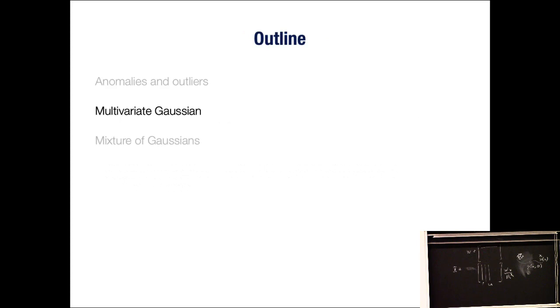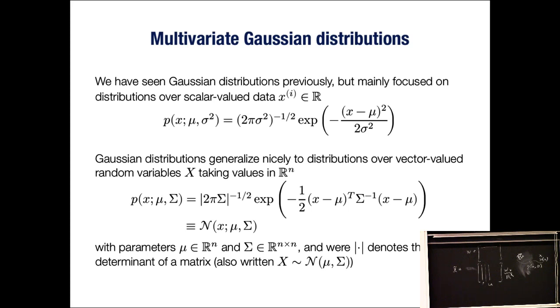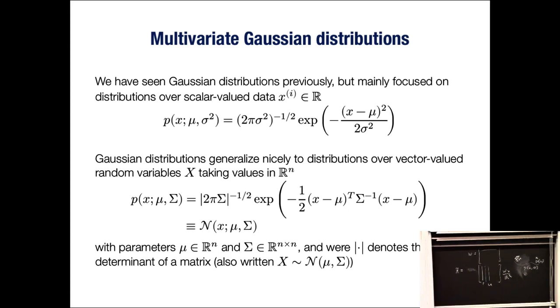All right, so let's talk about multivariate Gaussians. Who here has seen multivariate Gaussians before? Okay, so this is probably going to be a review for anyone who's seen it before, but hopefully still interesting for those that haven't seen it. Okay, so we've seen single variate Gaussians, and I'm going to go through this fairly quickly. We've seen single variate Gaussians before.